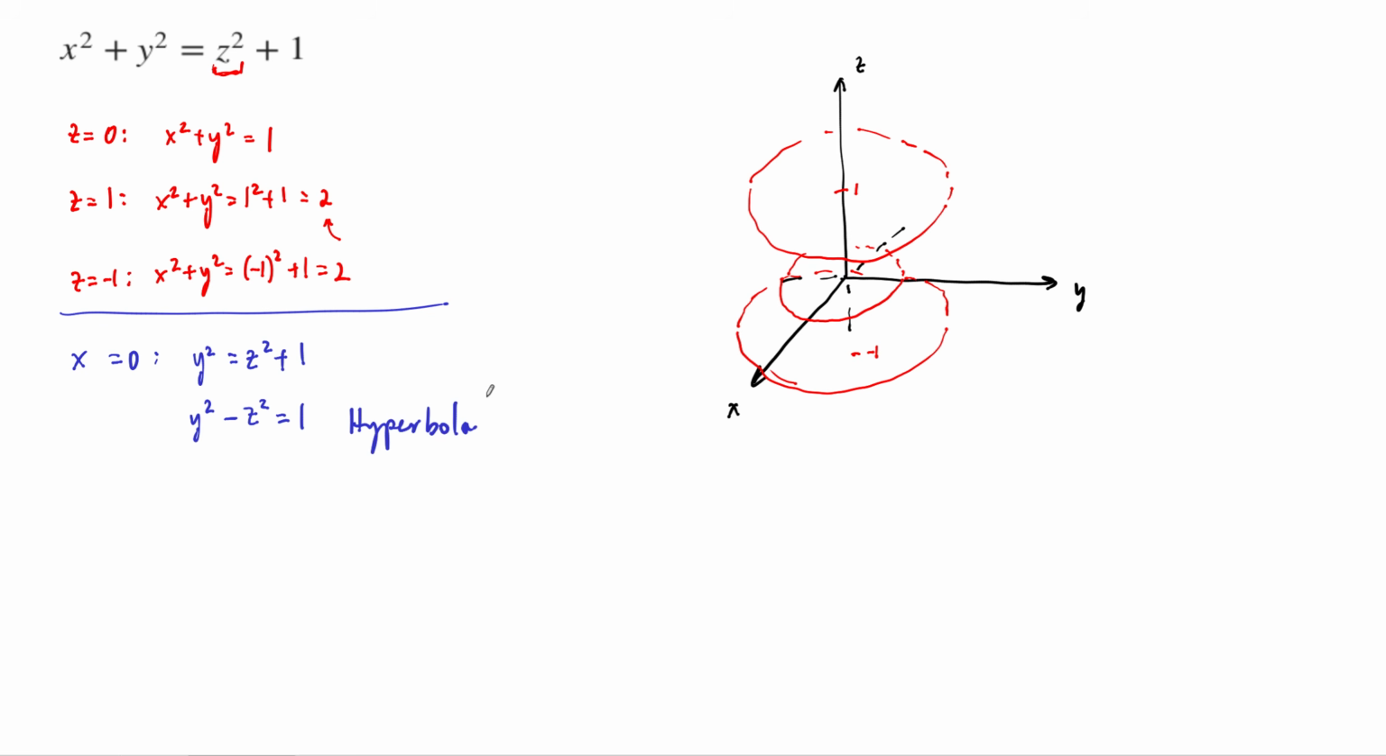So that's a hyperbola. It passes through, so when z is 0, y has to be 1, right? And then it works its way out from there. So obviously, y can't be 0. There's no way for negative z squared to equal positive 1, right? So z has to work its way out to 1. So there we go. There's our point.